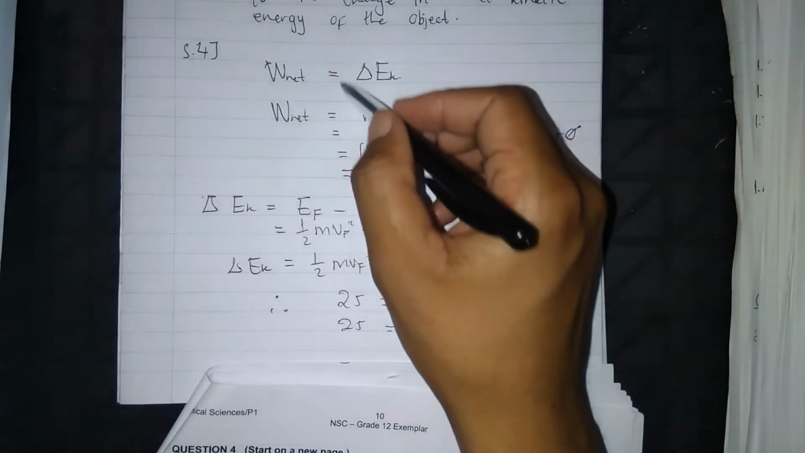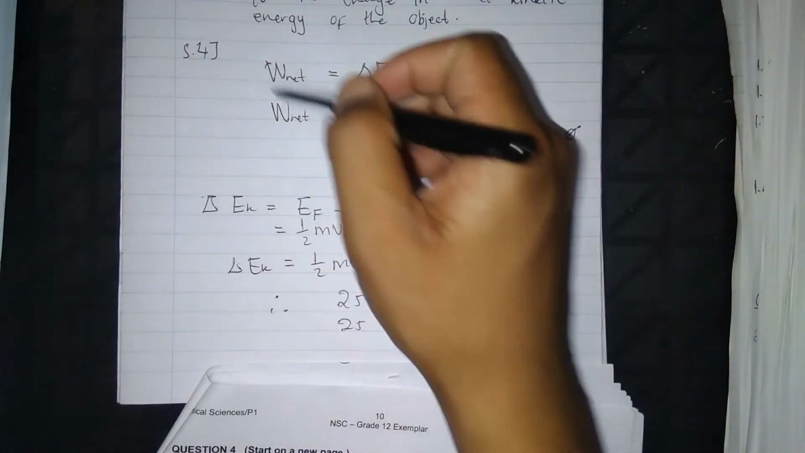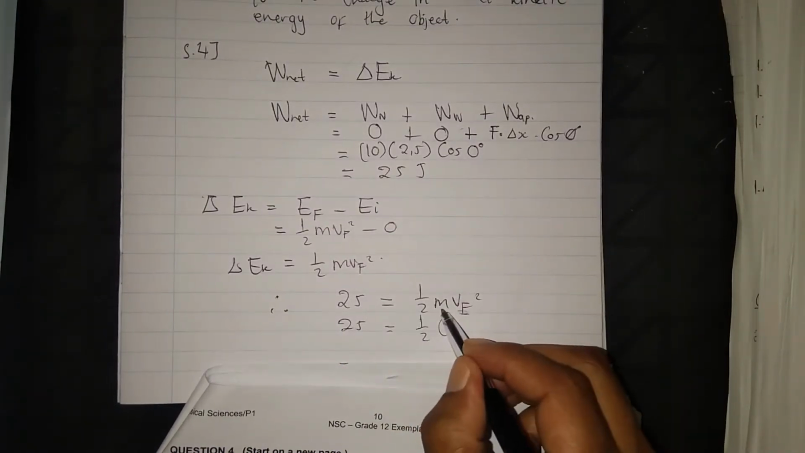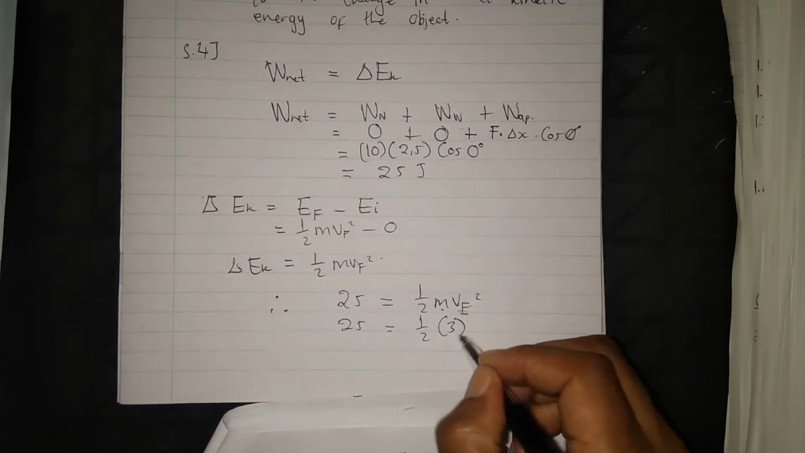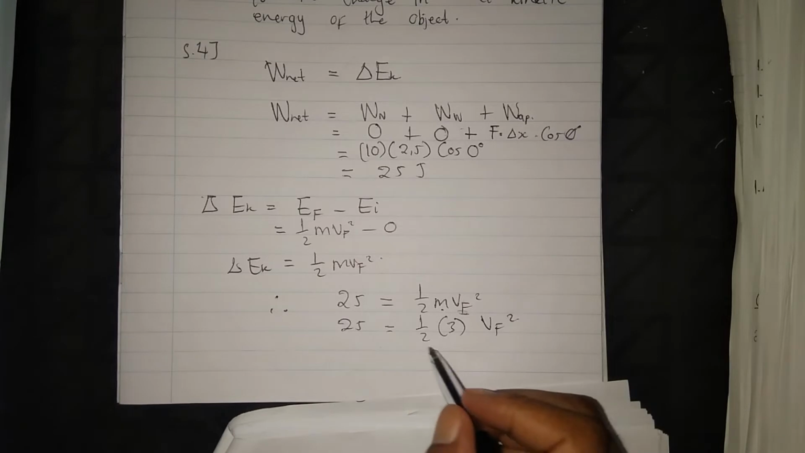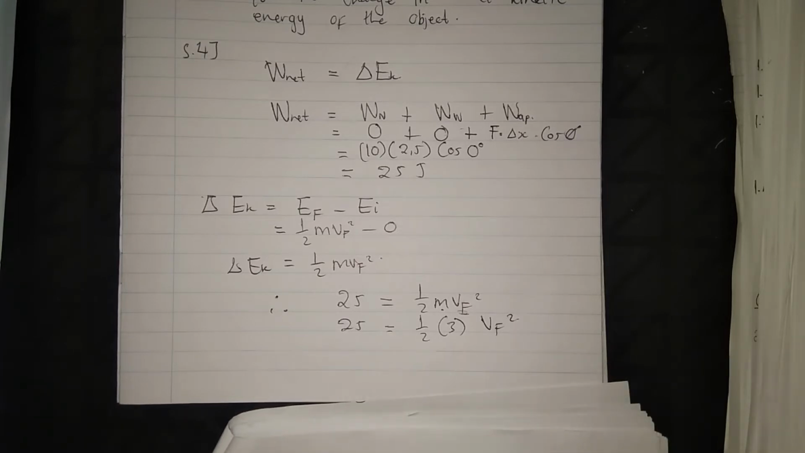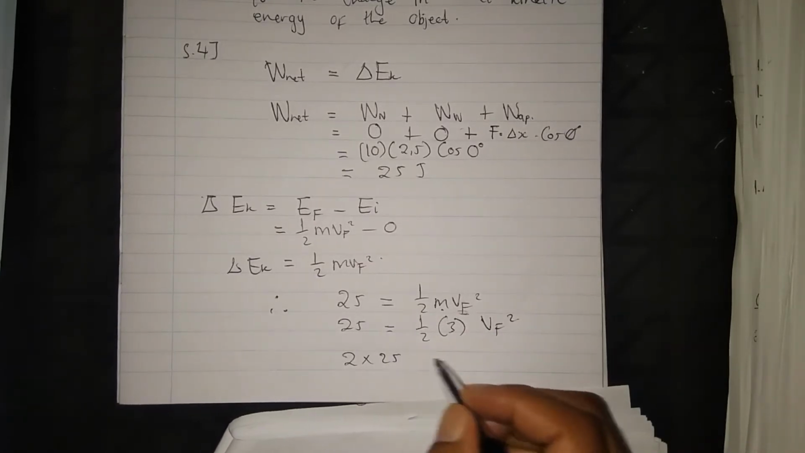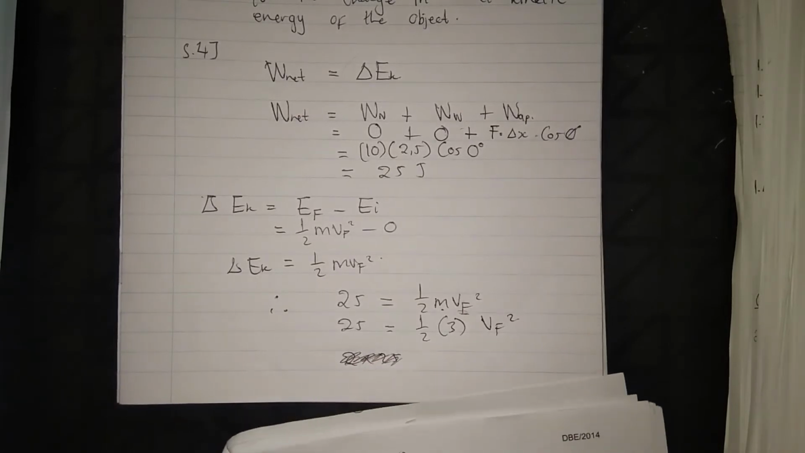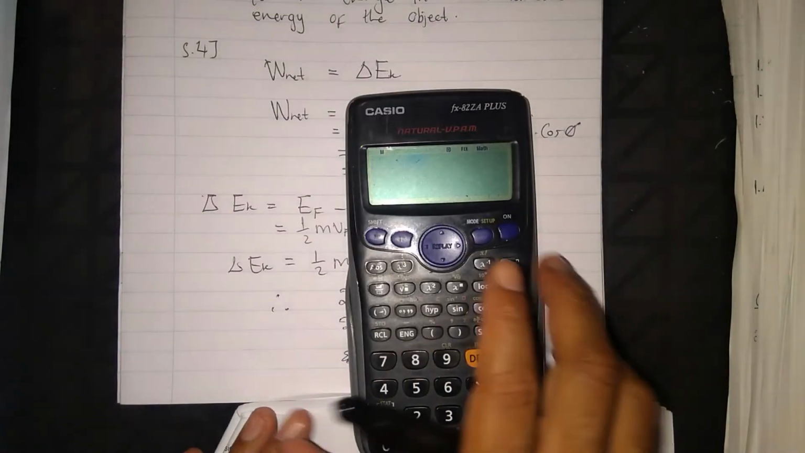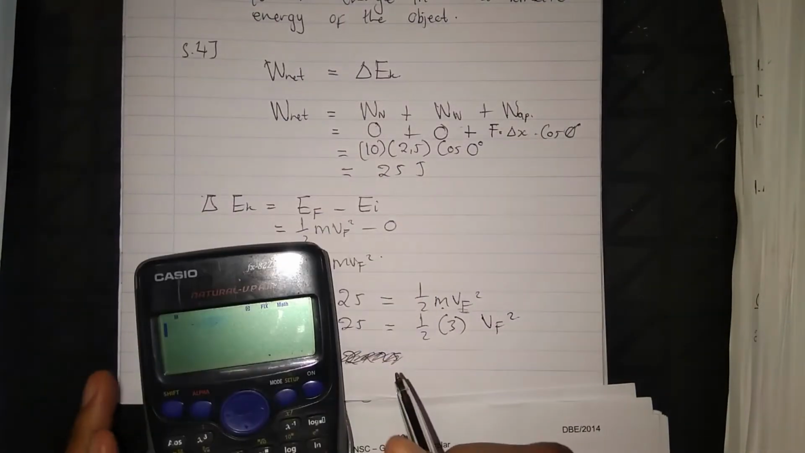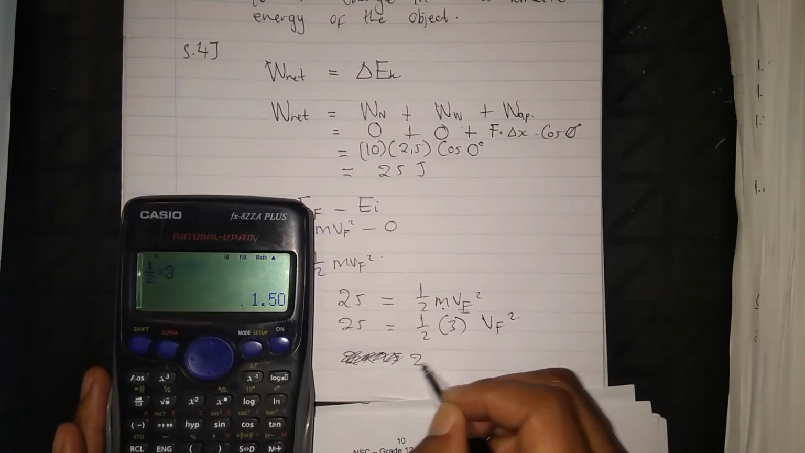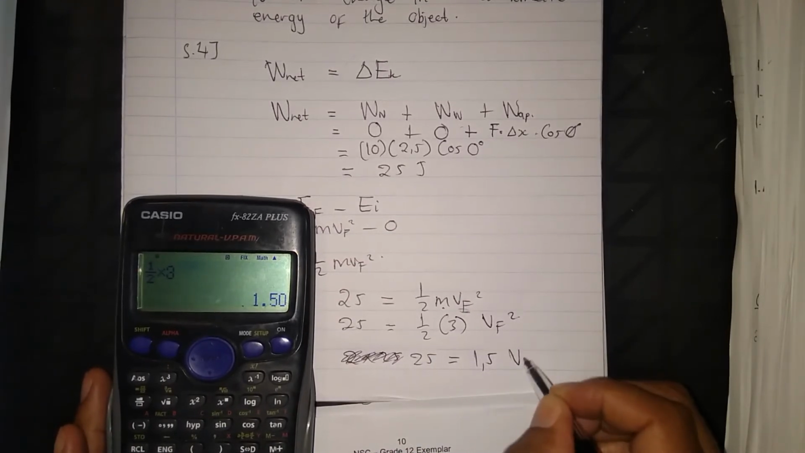So you calculate piece by piece: you calculate the net work, and calculate the change in kinetic energy, then substitute. The mass of the trolley is 3, and we want the final velocity. As you work it out, it's cross multiplication, 2 times 25. It's half times 3, which is 1.5.